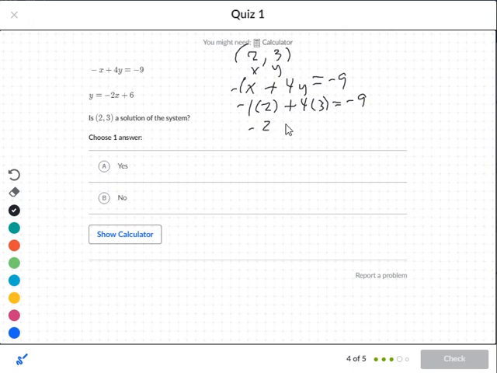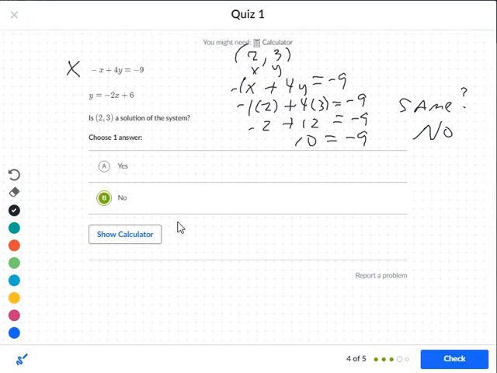And we want to see if that's a negative 9. So right here I get a negative 2 plus 12 is equal to a negative 9. I end up with a positive 10 is equal to a negative 9. And again, you want to ask yourself, are they the same? And again, your response would be no. So since we got no from the first equation, then the whole thing is no, because one no makes everything no.